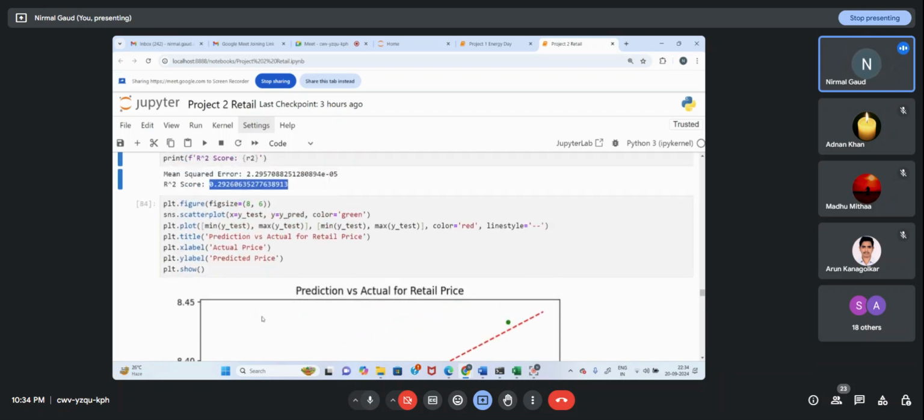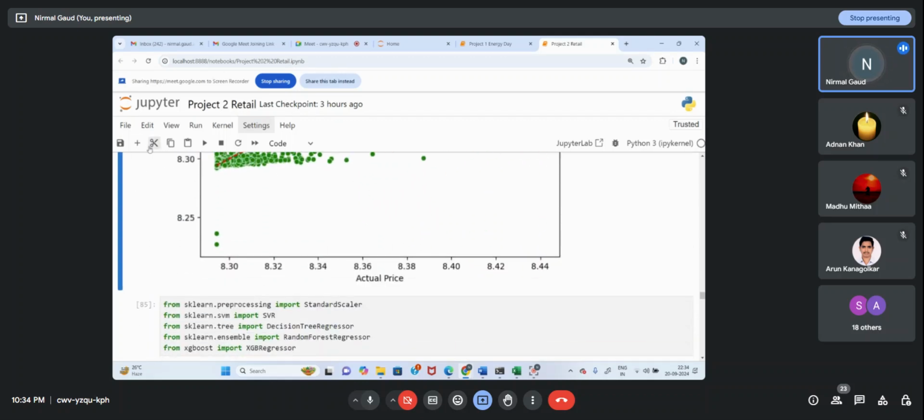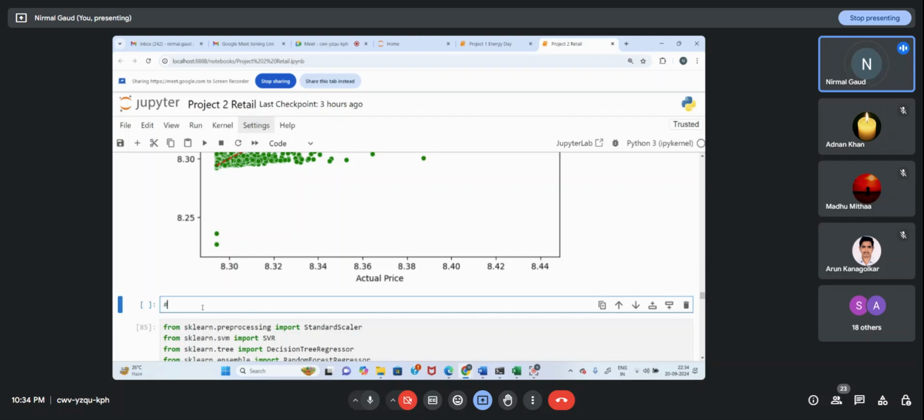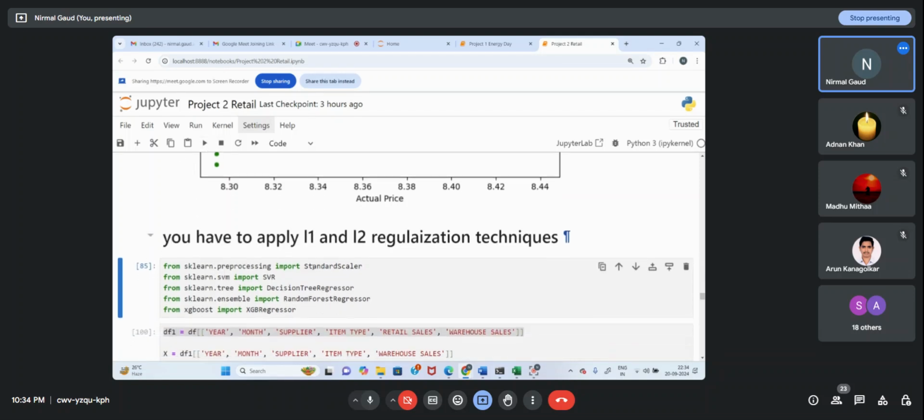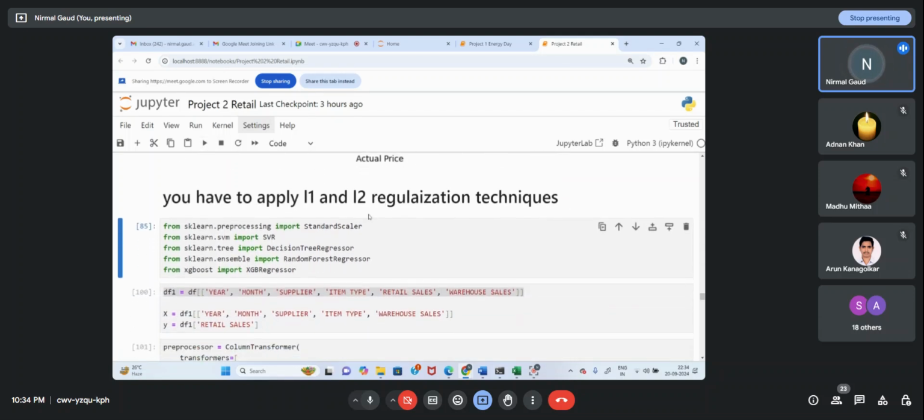However, that's a good point, let me mention it here. You have to apply L1 and L2 regularization techniques. If you don't, I will be giving you the updated code and I will apply it. That's what you have to do. Fine, I will remember now, I have commented, I will include it in my updated code.